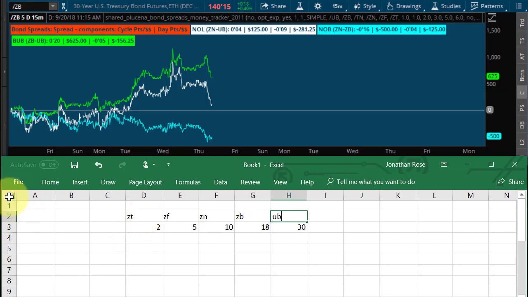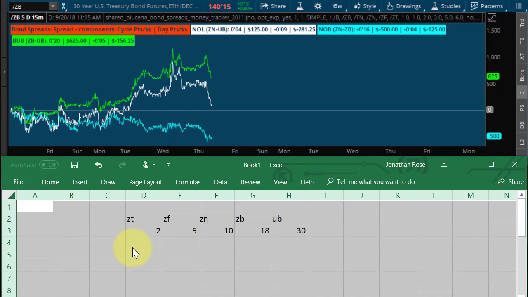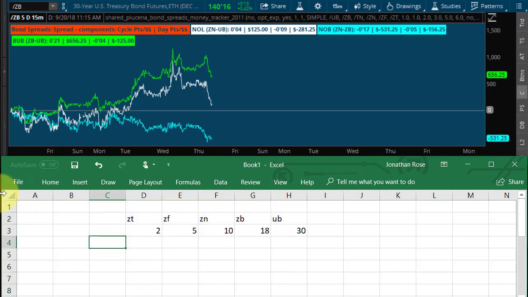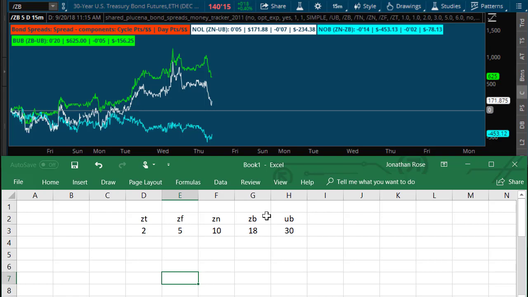Now, some of you out there might be thinking, well, why did you make ZB an 18-year when it should be a 30-year? And the answer is, if you look under the hood of what the ZB really is, it's an 18-year. That's the average duration of the ZB. And if you want to check on that, pull up TLT. TLT is the ETF. They're pretty much 95% correlated. They are so darn close to being the same thing.